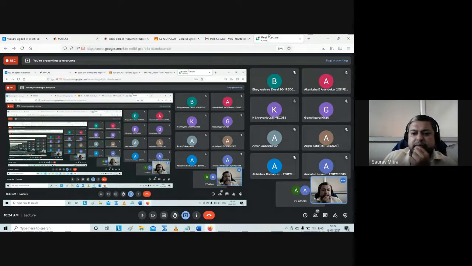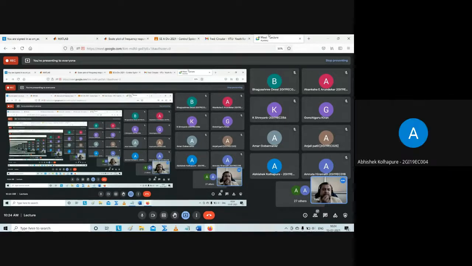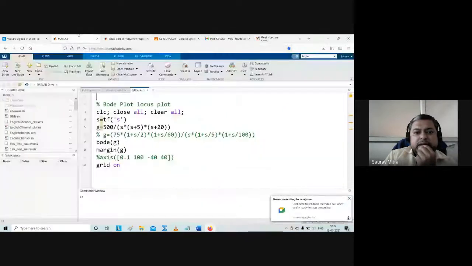Abhishek Kolhapure, please respond. Yes, sir. So what are the corner frequencies? You said 5 radians per second and 20 radians per second. Then you have to explain that. Why is it so? What's happening at 5 and what's happening at 20?